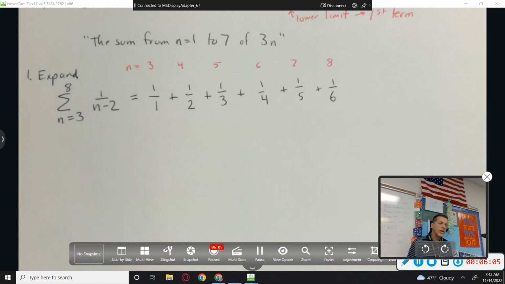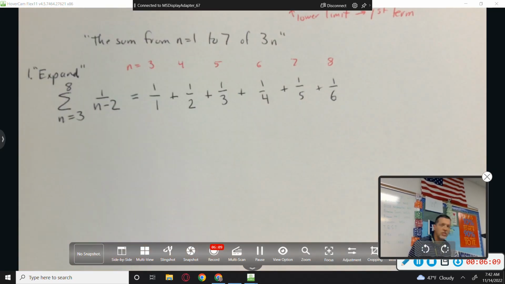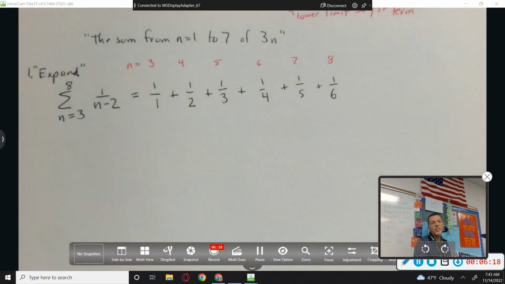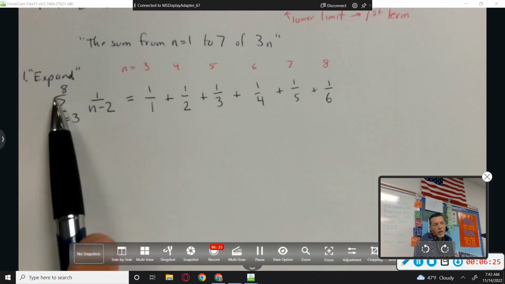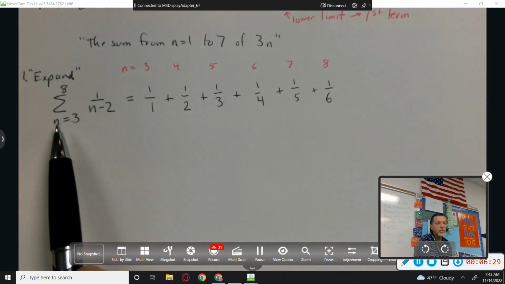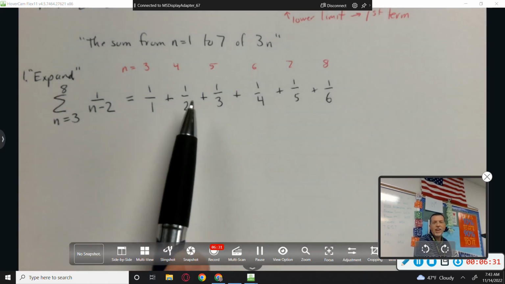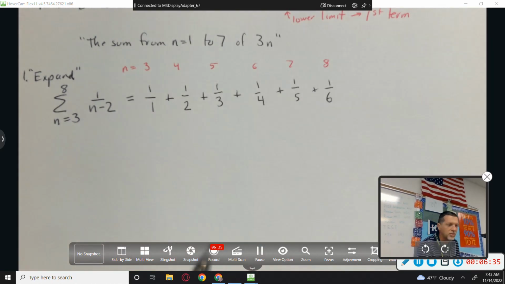Okay, a couple of things. Expand means you don't actually have to add. You just expand it all out. You don't have to evaluate. Also, how many terms are there in that expansion? 6. Okay, so be careful. That top number is sometimes the number of terms, but not always. So be careful. If you start at 1, it's great. Then it's just the counter. But if you start not at 1, then it gets a little confusing as to how many terms you've got.